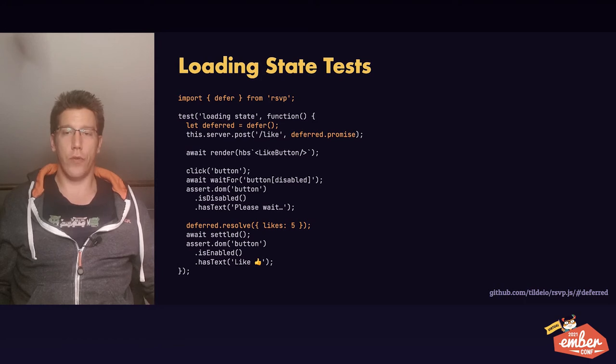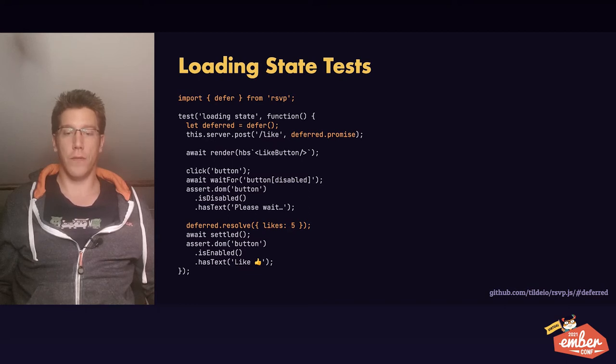A nice solution for this problem is using the defer function from the RSVP library that Ember apps ship by default. We first call defer to create a deferred object. We then pass the deferred promise to our route handler. And after the loading state checks have run, we call deferred.resolve to tell Mirage to continue. The result is a much faster test without any race conditions.